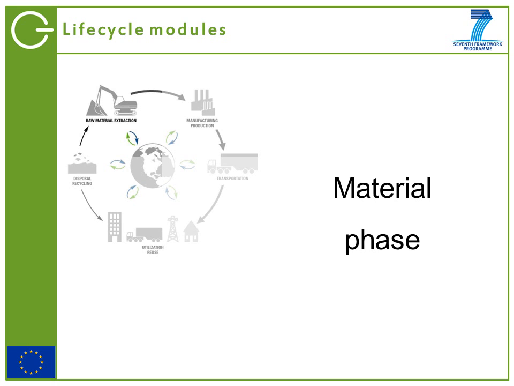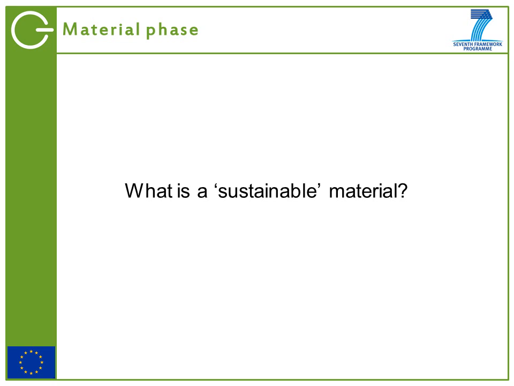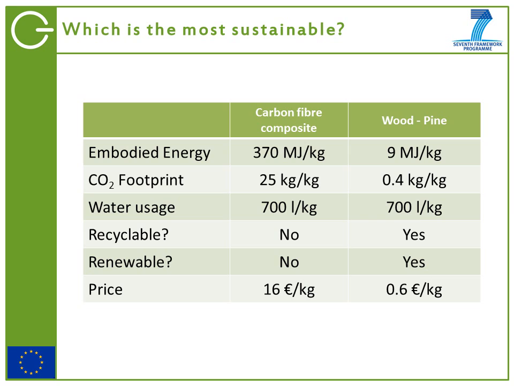The product life cycle starts with the extraction of raw materials, ore and combustibles that will be used to form the product. This is the material phase. But first, what can be considered to be a sustainable material? If we compare a carbon fiber composite with pine wood, it appears that wood is better in terms of environmental impact. So, is pine wood more sustainable than a carbon fiber composite?